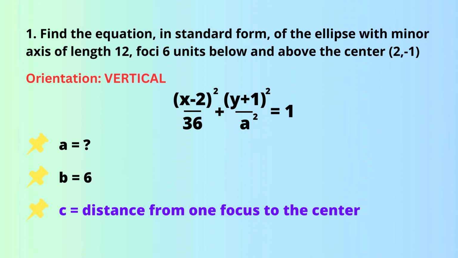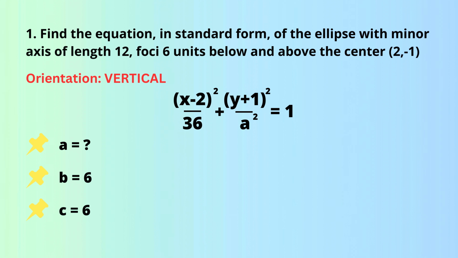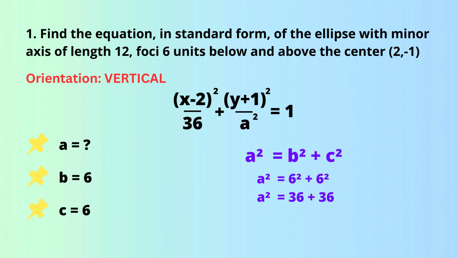Another given in this problem is the distance of foci from the center, which is 6. This is denoted by the variable c, hence, c equals 6. This will be needed to find the value of a, using Pythagorean theorem. Substituting the values for b and c, we have a squared equals 6 squared plus 6 squared. Simplifying this, a squared equals 36 plus 36, or 72.